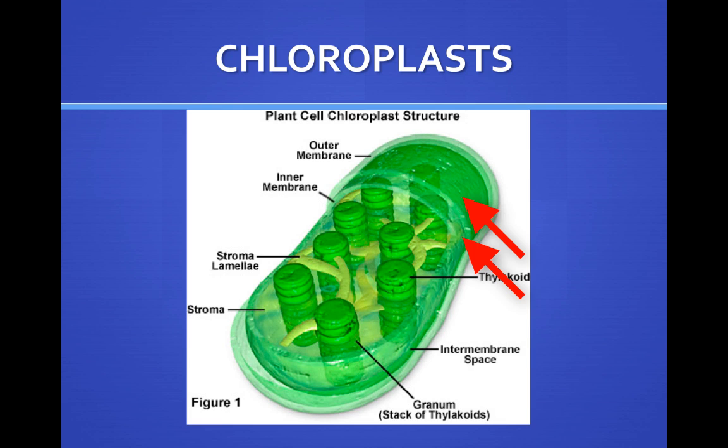It has an outer and inner membrane, and the space between the stacks of thylakoids, or the grana, is filled with a thick fluid called stroma. The stroma is where some of the chemical reactions for photosynthesis occur. It contains DNA, ribosomes, and enzymes.